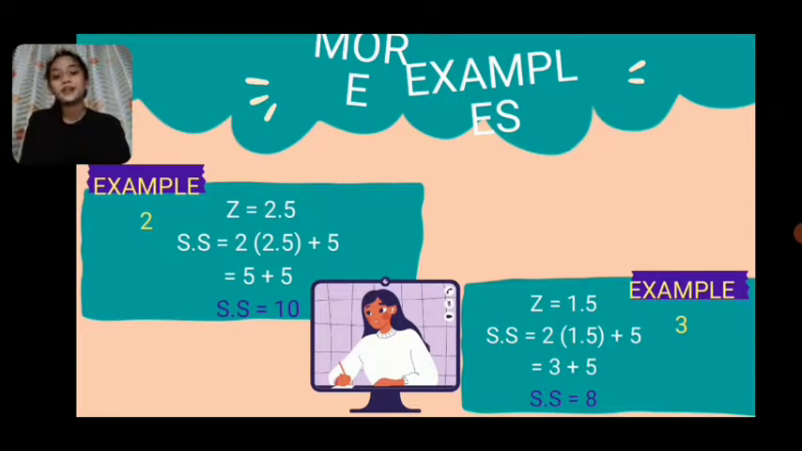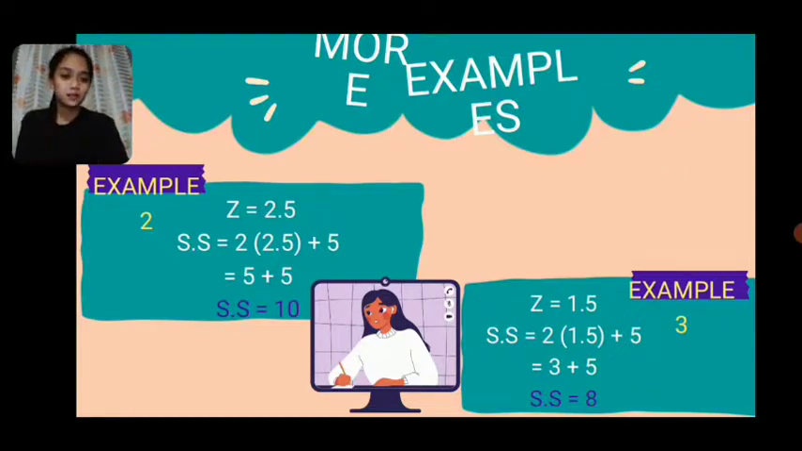So, our z-score is 2.5. So, 2 times 2.5 is equal to 5, then plus 5. So, 5 plus 5 is equal to 10. So, our standard score is 10 if 2.5 is our z-score.